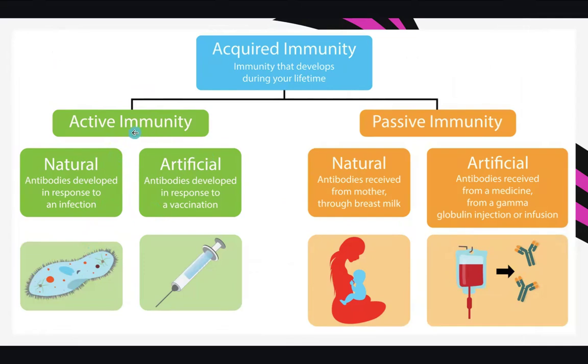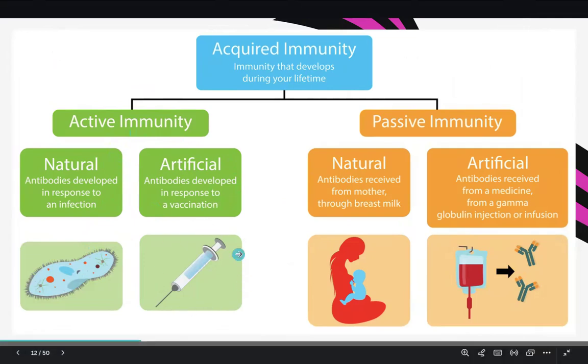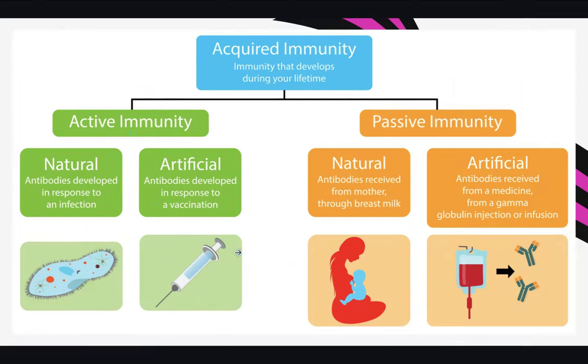Now, if it is artificial active immunity, you have antibodies developed in response to a vaccination. So you get a vaccine, and then the body will try to recognize, like for example, an inoculated type of vaccine. Inoculation means your body received a dead or a weakened form of a microorganism, and then through that vaccine, your body can recognize what particular microorganism that is, and then it could already provide the response by giving the correct antibody against that antigen. Now, if we say passive immunity, one would be natural.